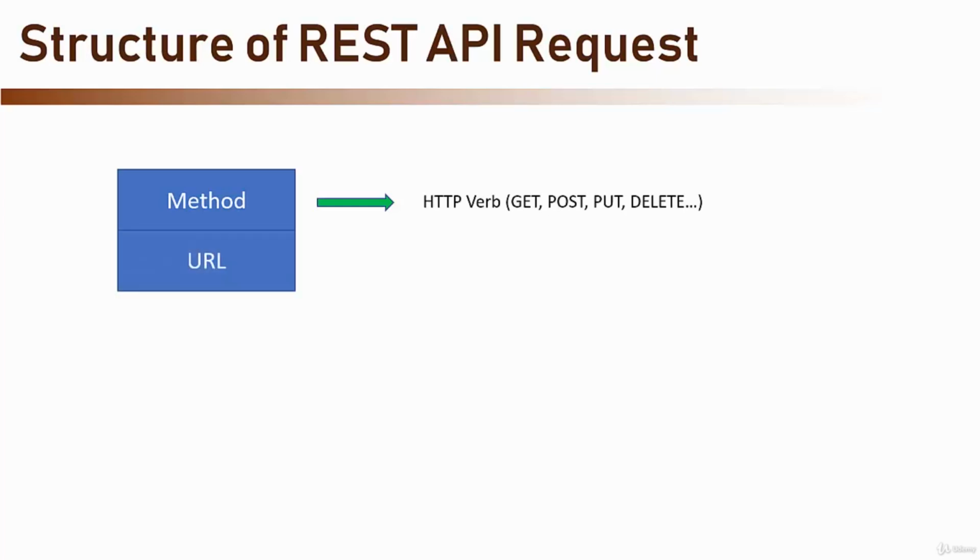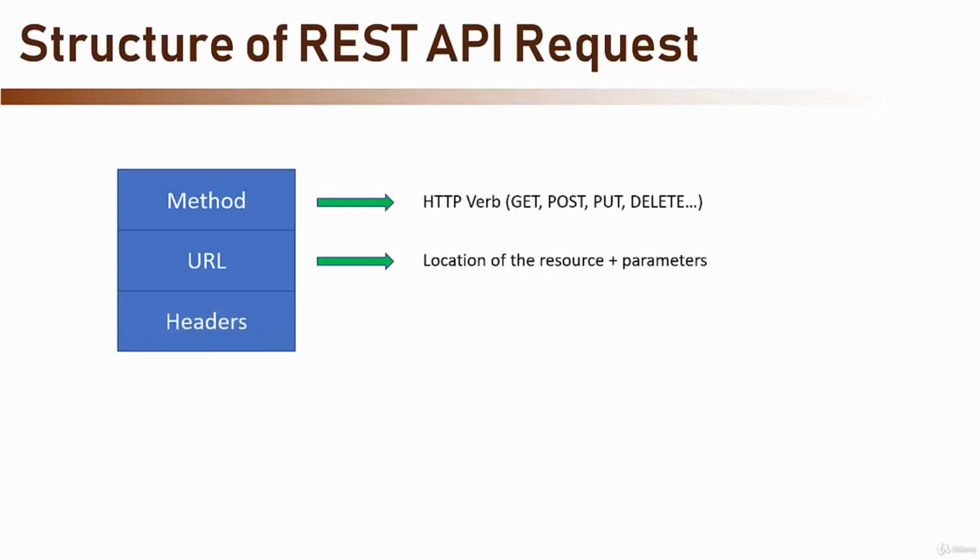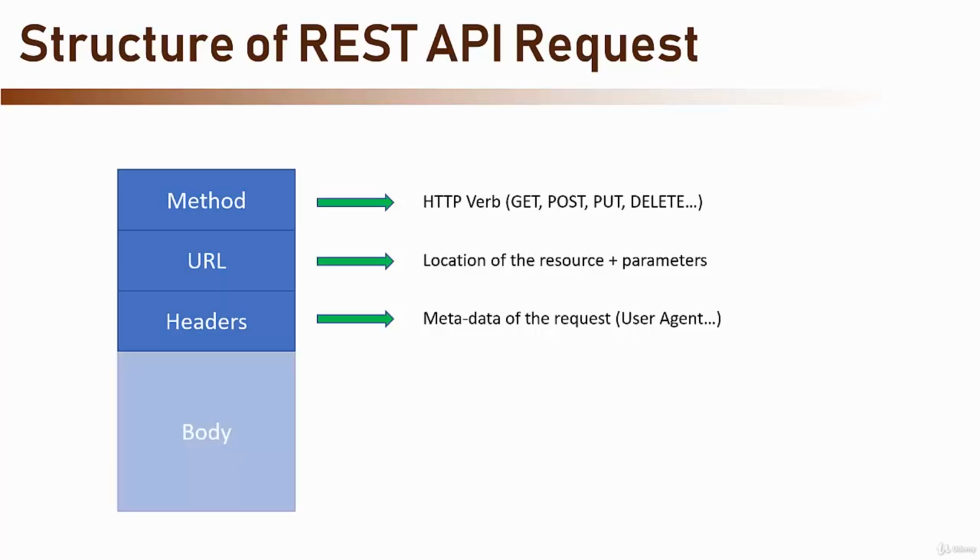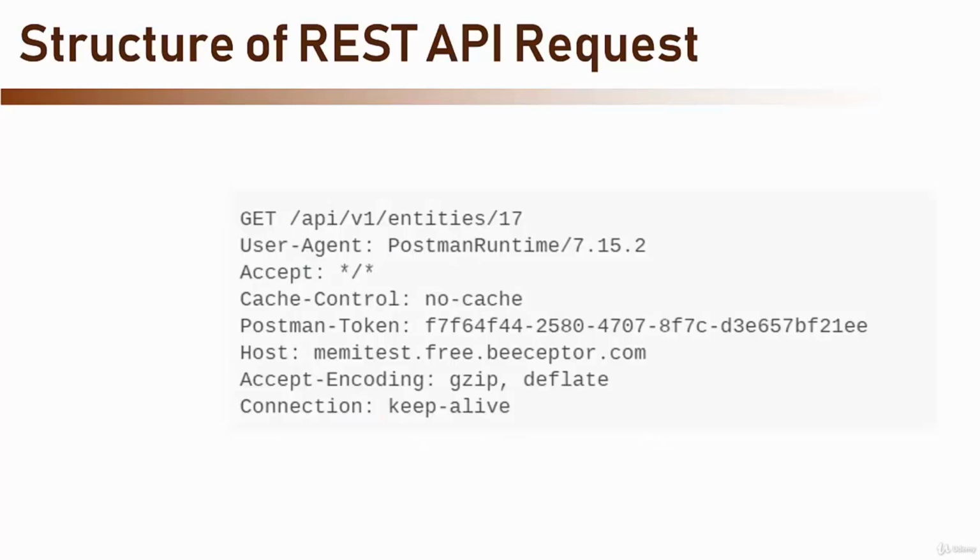After the method, there is the URL. The URL is the location of the resource and sometimes also parameters. Then the headers, which contain metadata of the request, such as user agent, authorization, and some more metadata. And at last, the body, which is the contents of the request. Now, as we will see later, the body is optional. Not all REST API requests contain a body.